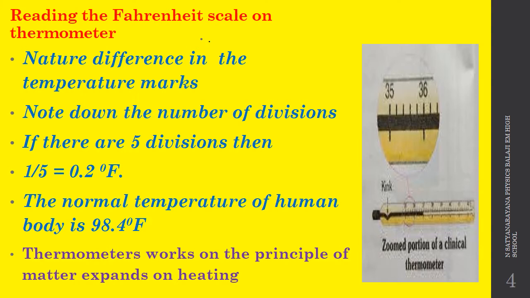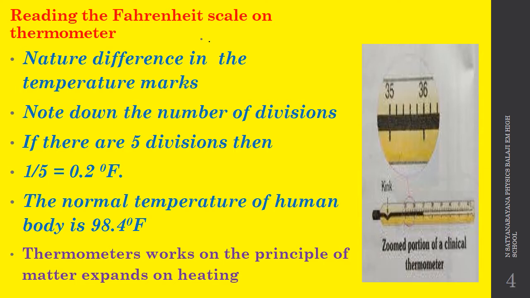Now how to read it first? Suppose in between 35 and 36, if you observe the diagram, there are 5 parts. So how to read the scale of the thermometer? First you have to note down the difference in the temperature marks. Okay. Note down the number of divisions. So here how many divisions are there? 5 divisions are there between 35 and 36, isn't it?